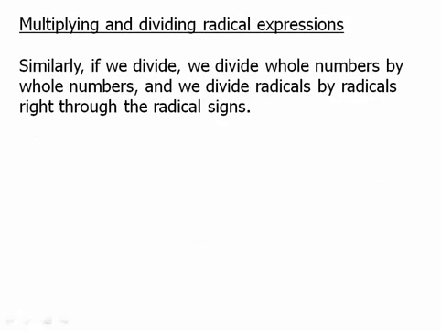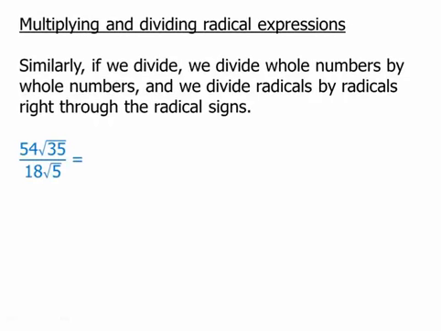Similarly, we divide whole numbers by whole numbers, and we divide radicals by radicals right through the radical signs. So if we had something like this, we separate it out into whole numbers and radicals. As it turns out, 54 is a multiple of 18. 18 times 3 is 54, so that will simplify to 3. We can divide 35 divided by 5 right through the radical, and we get 3 root 7.